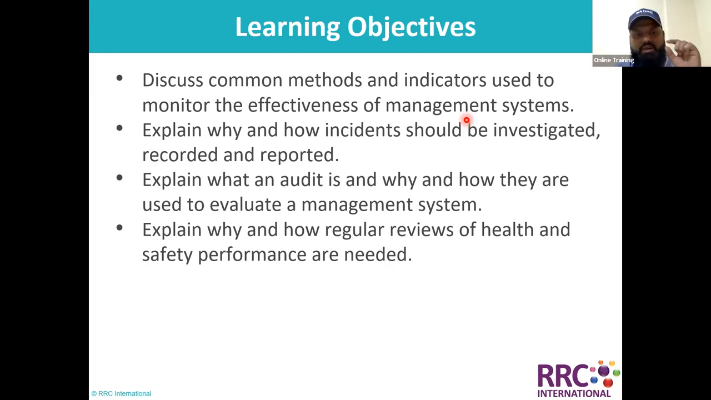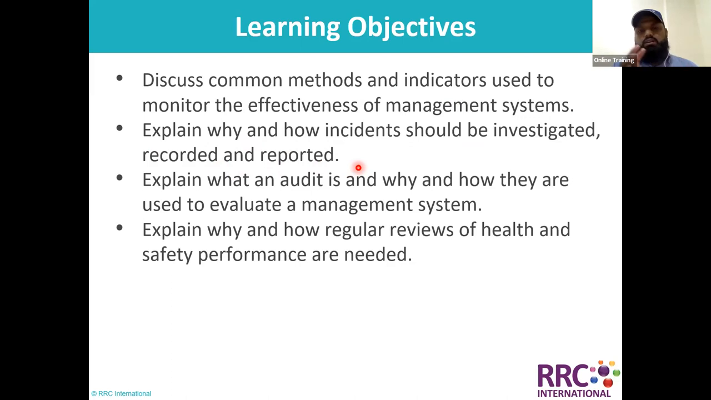One point mentioned here is to discuss common methods and indicators, like accident rate, staff turnover, trainings, and key performance indicators, KPIs, which we will discuss again. Then explain why and how incidents should always be investigated, recorded, and reported, which is basically part of reactive monitoring. I would like to explain something about active and reactive monitoring.